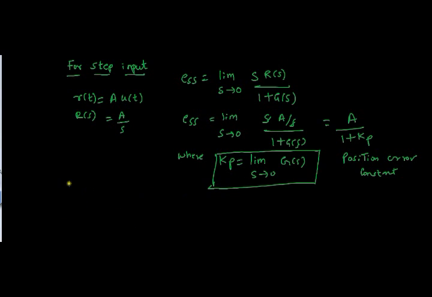And for ramp input, this is the signal. Okay, so r(t) is A times t, so the R(s) will be A upon s square. Okay, so let's put R(s) in this formula. Okay, we'll get the steady state error for ramp. So let me take another page.